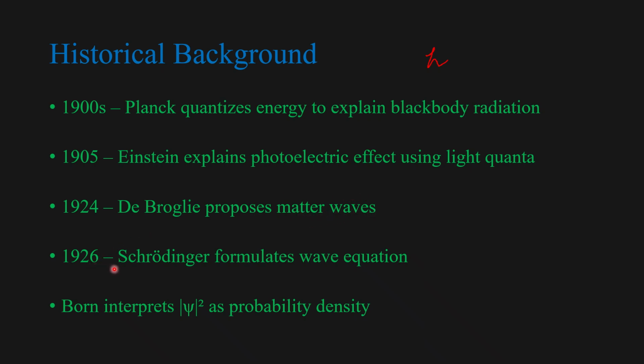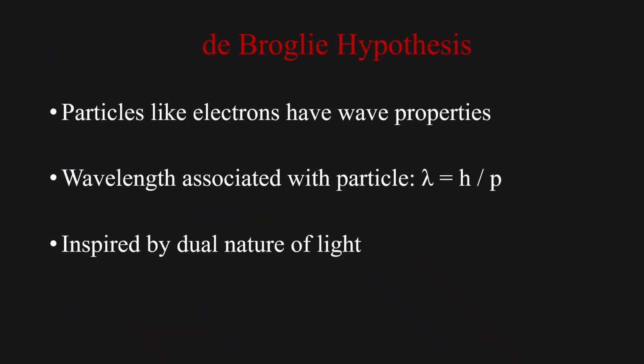In 1926, Schrödinger formulated the wave equation, which we are going to see in detail in this class, and Born gave the interpretation for the wave function, that is, the modulus square of the wave function is the probability density. We will see it in detail.